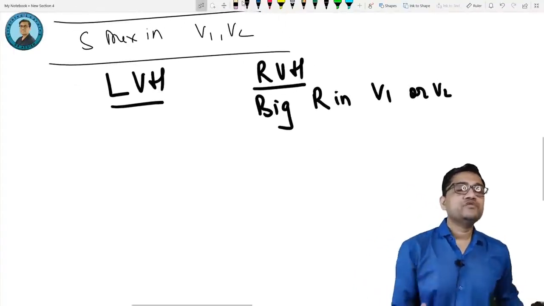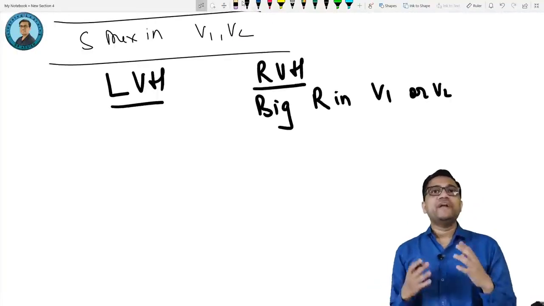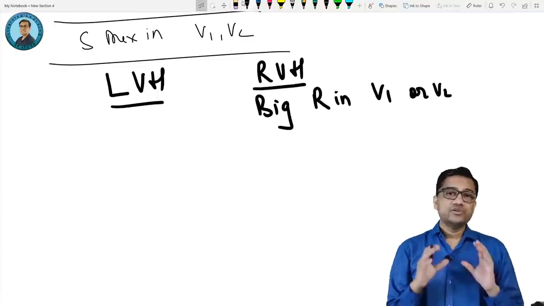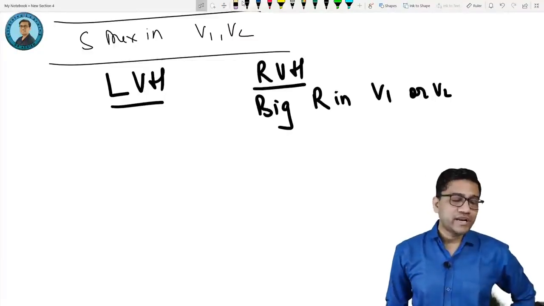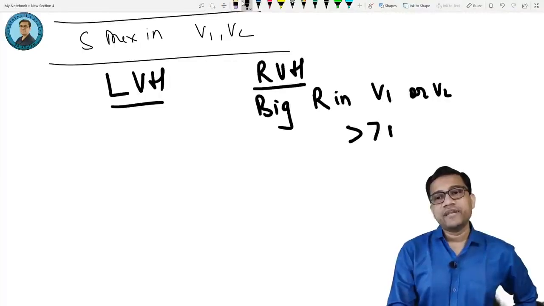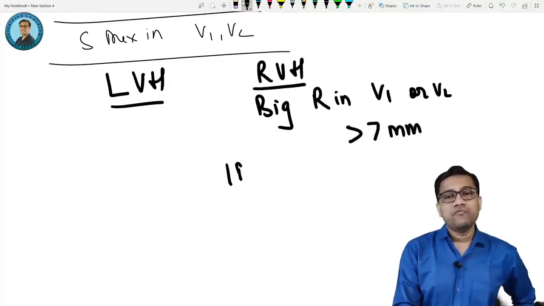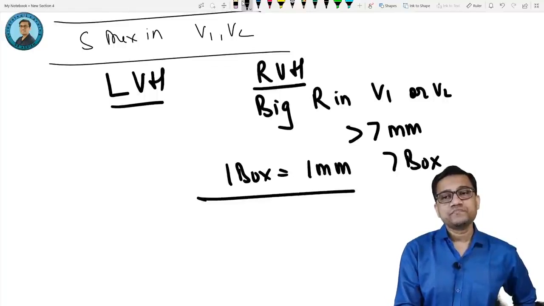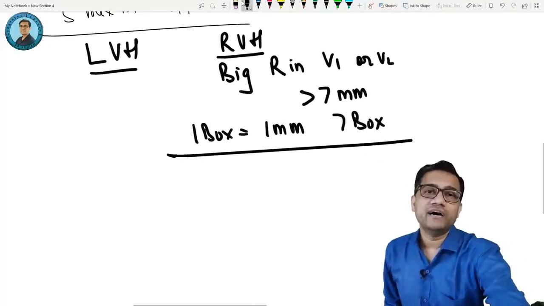Clear? So if you see R bigger in V1, which ventricle has now acquired more size? The answer is right ventricle. So that is one criteria. How much? More than 7 mm, that is 7 boxes. Remember, 1 box is 1 mm. So how many boxes? 7 boxes. Are you clear? So that is the main criteria.